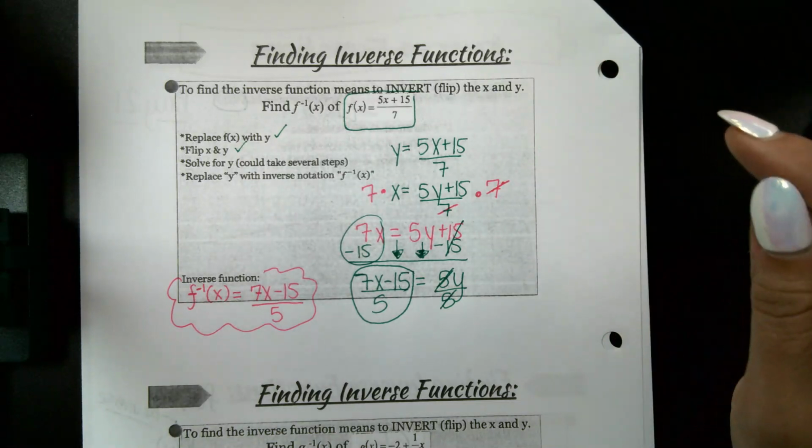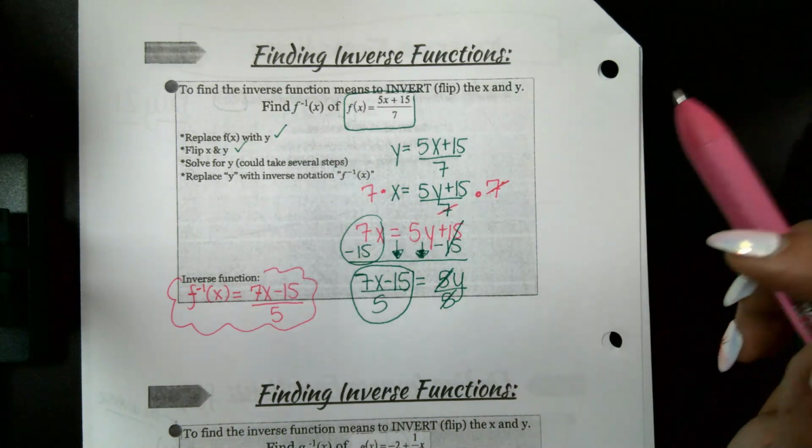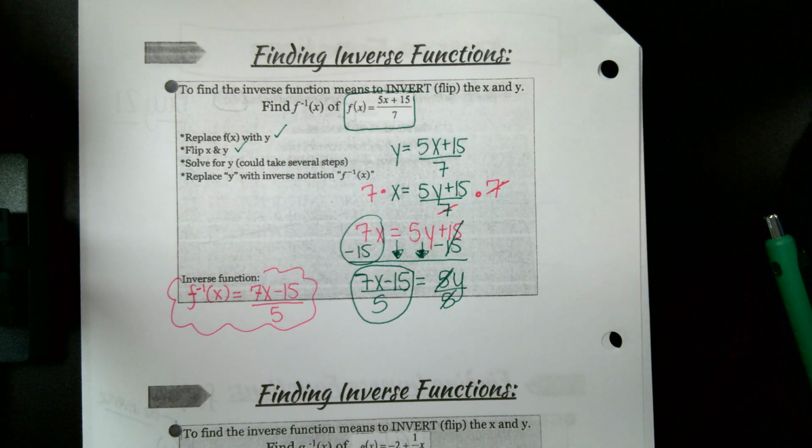And then while we're waiting, if you guys want to go ahead and take a look at the one at the bottom, go ahead and get it started for me. So the one at the bottom, even though it says g of x, it still means the same thing as f of x. So you're still going to put a y in where the g of x is, and then you're still going to trade the x and y.